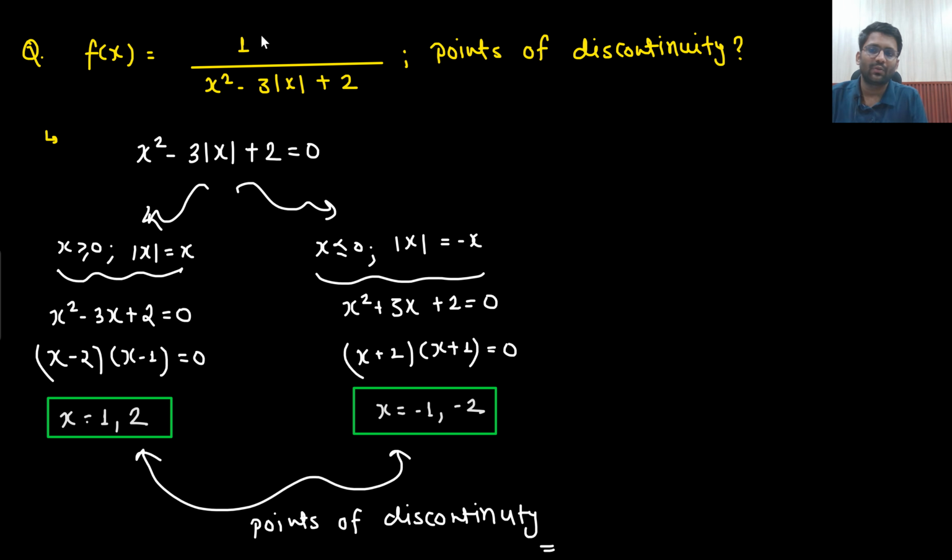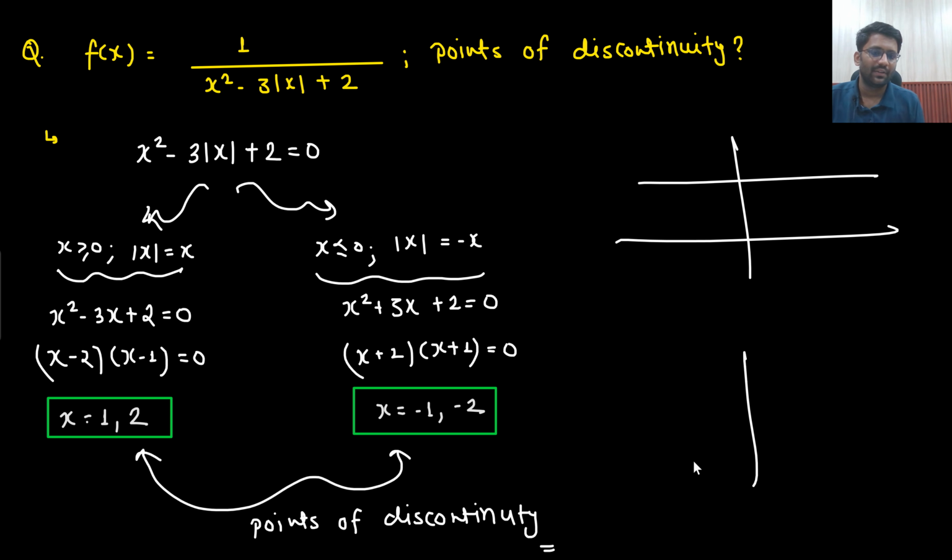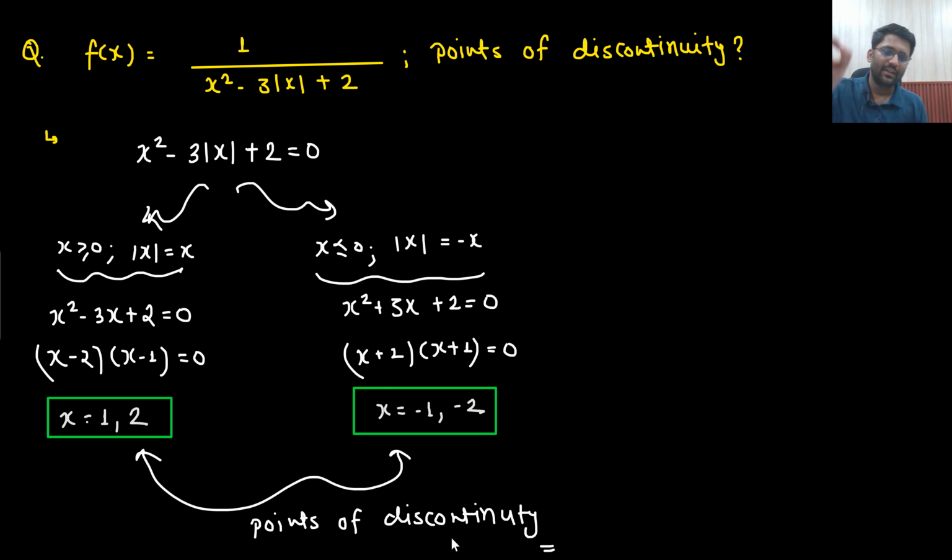But make sure of one thing, that both of them are continuous. At x equals 1, this graph is always continuous, no? This is a DC value. And this x square minus 3x plus 2 is a polynomial, also always continuous. So I need to make sure that the denominator goes to 0. If the denominator goes to 0, 1 by 0 will be undefined. So wherever the graph is becoming undefined, those will be the points of discontinuity.